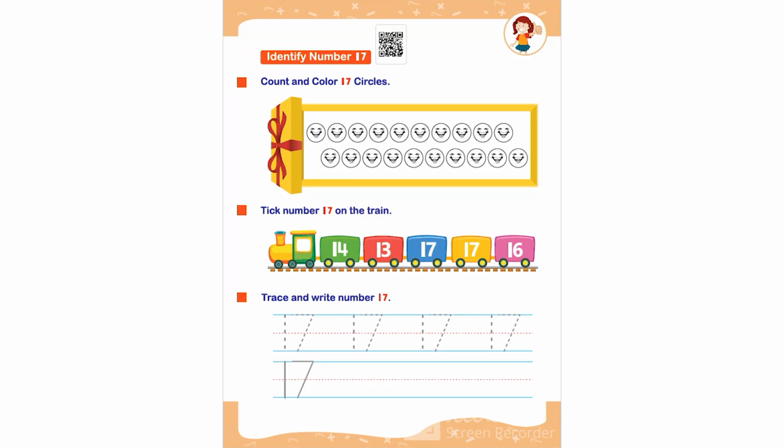Hello everyone. In this worksheet, the topic is identify number 17. Over here, count and color 17 circles. So here the child has to count and color 17 circles.